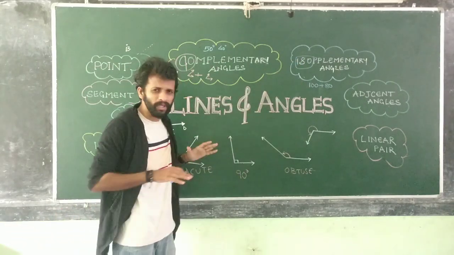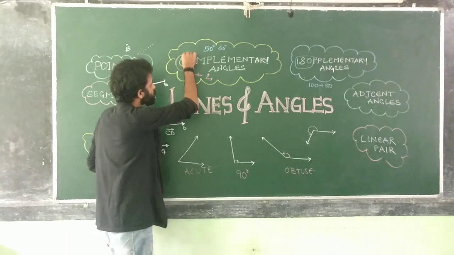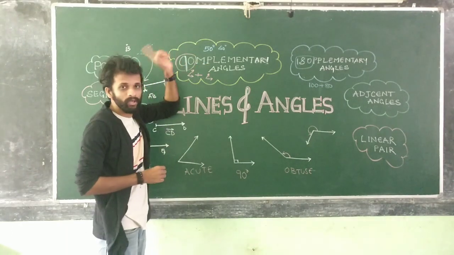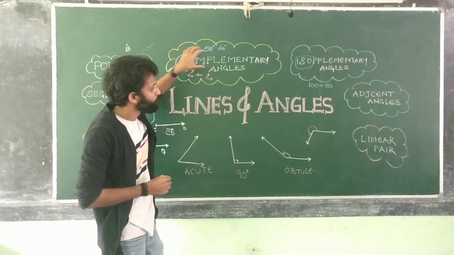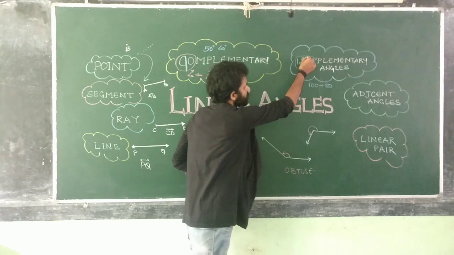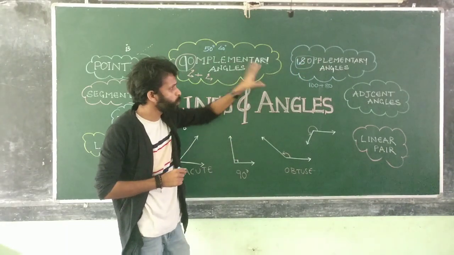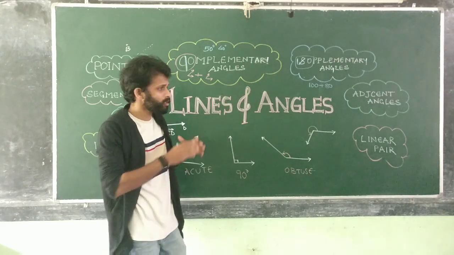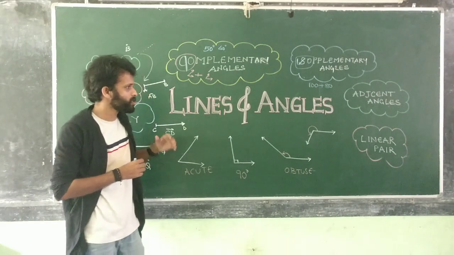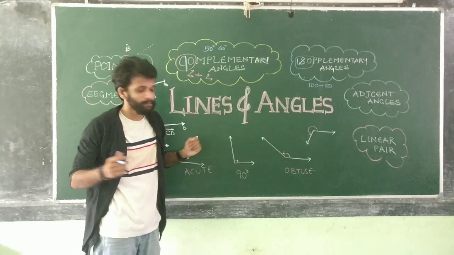So a simple logic to remember, as I have already told you: complementary, CO, just put a line, 90, you can remember it as complementary angles. Supplementary, just put a line and it gives you an idea of 180, right? So two angles added together will become supplementary angles. So I hope this is clear, the idea of complementary and supplementary angles.